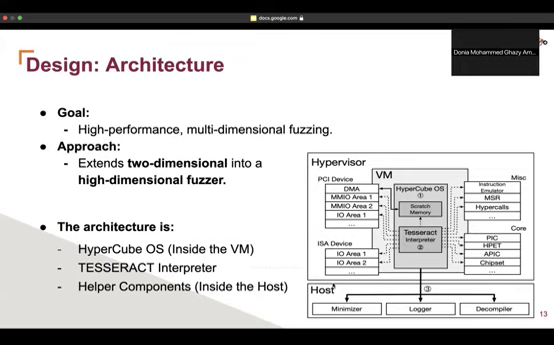And there are other host-side components, three of them. The minimizer reduces complex test cases to small reproducible crashing programs. The logger captures hypervisor responses and serial communication for debugging. And the decompiler translates fuzzing bytecode into C code for further analysis and debugging.